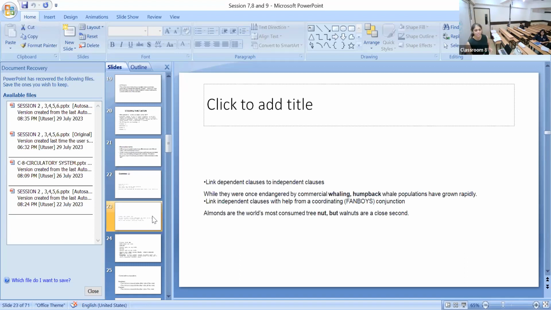So you can also see over here, link dependent clauses to independent clauses. We have already discussed this, the FANBOYS, right? What are these FANBOYS? Anyone remember? F, A, what's F? For, and, but, or, yet, so. So this is what we had discussed, FANBOYS, earlier. That is how we link with these coordinating conjunctions.